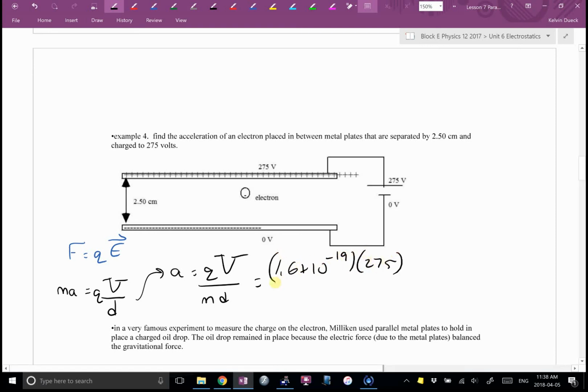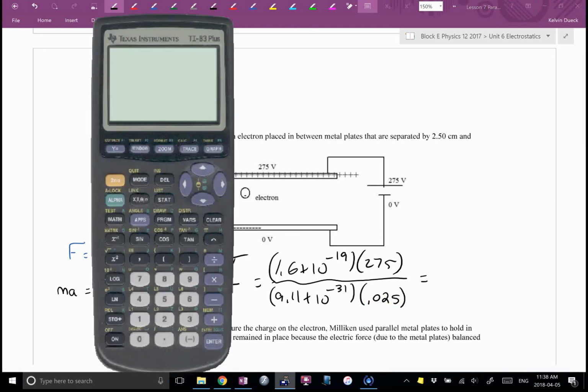275 volts according to the picture. Mass. It's an electron. I know an electron is 9.11. I can never remember the 10 to the... And the distance is 0.025. We don't do physics with centimeters. You're going to get a big acceleration. Do you get 1.93 times 10 to the 15?